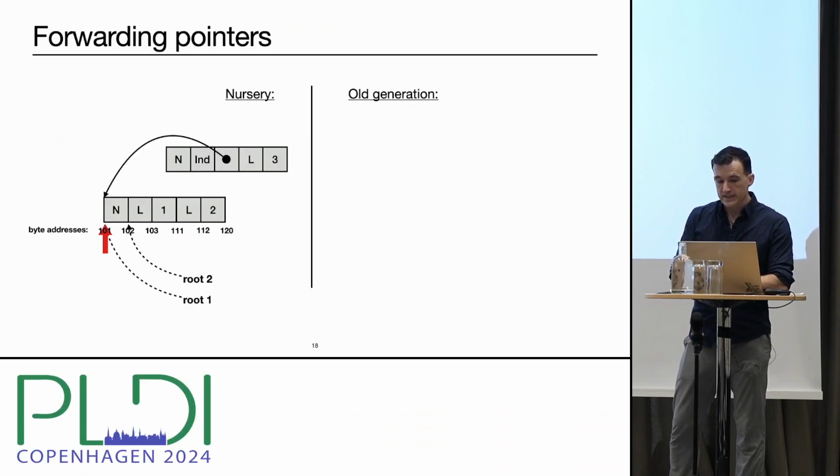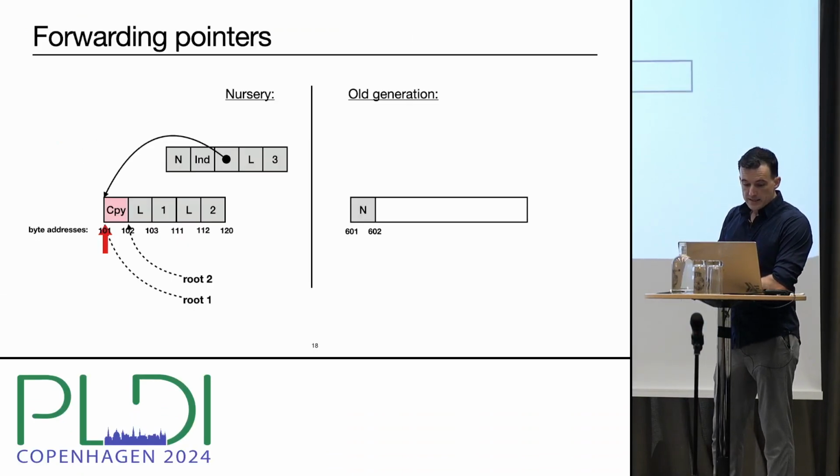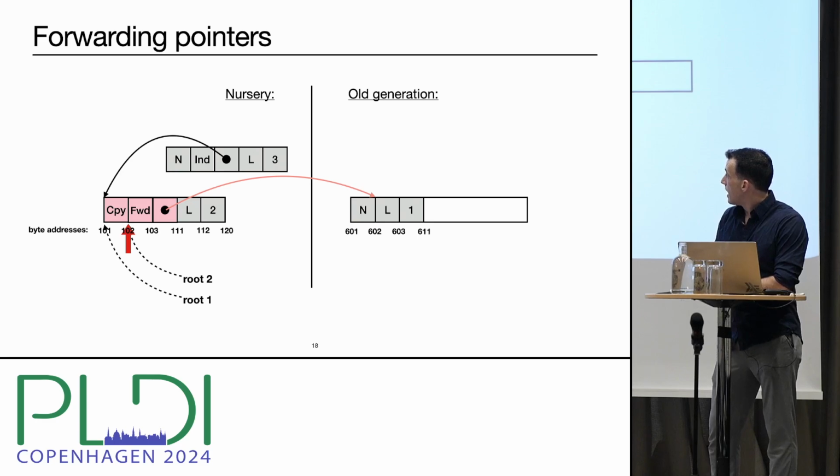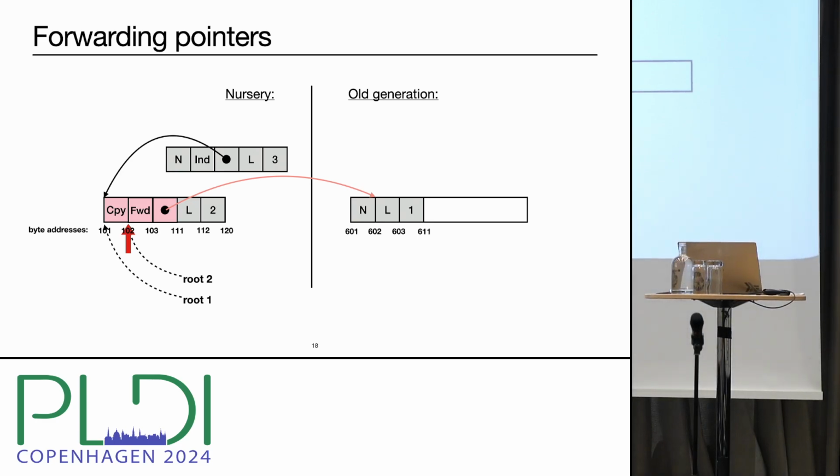Here's a particular example of that, just to make it concrete. So we are relocating these dense objects into the old generation. We go ahead and we copy over some data. When we have the space, we're going to overwrite our data with the forwarding pointer.